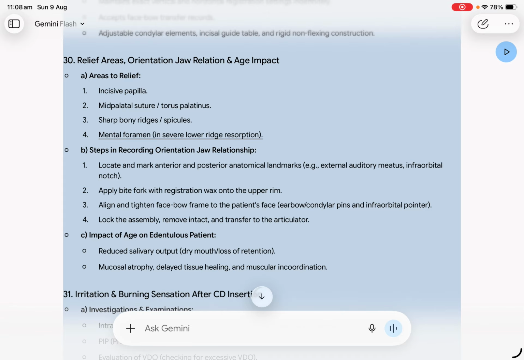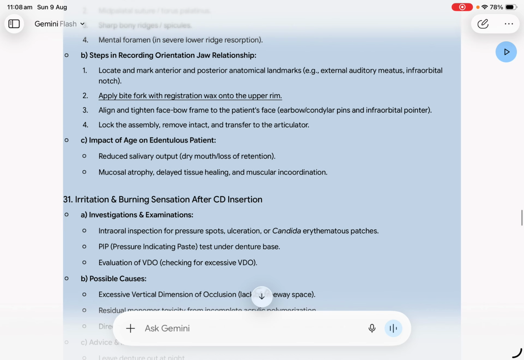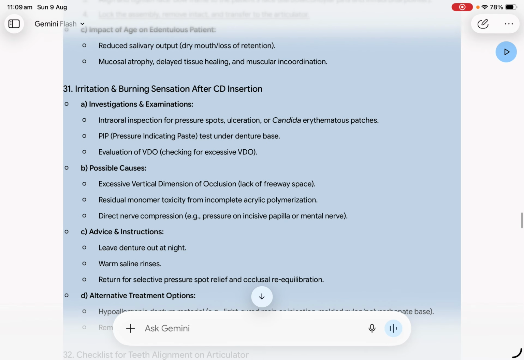B. Steps in recording orientation jaw relationship. 1. Locate and mark anterior and posterior anatomical landmarks, for example, external auditory meatus, infraorbital notch. 2. Apply bite fork with registration wax onto the upper rim. 3. Align and tighten the face bow frame to the patient's face, with condyle pins and infraorbital pointer. 4. Lock the assembly, remove intact, and transfer to the articulator. C. Impact of age on the edentulous patient: reduced salivary output, dry mouth, loss of retention, mucosal atrophy, delayed tissue healing, and muscular incoordination.